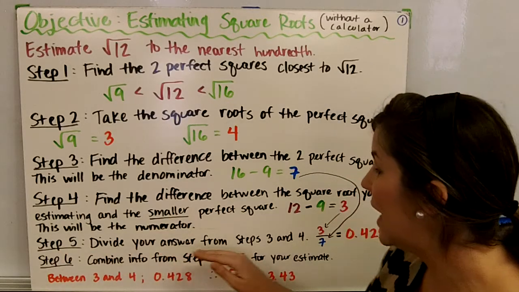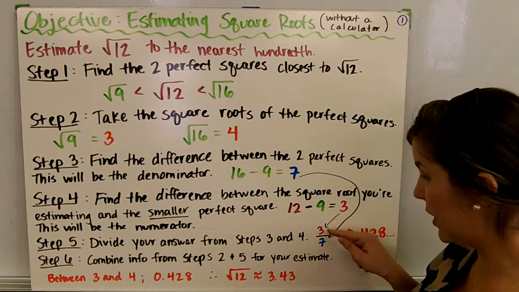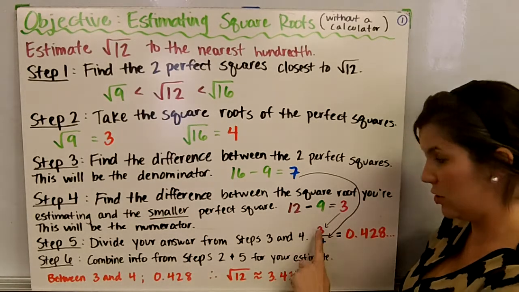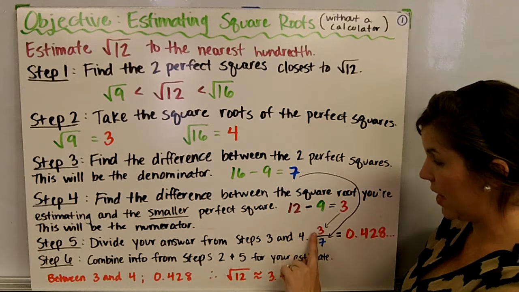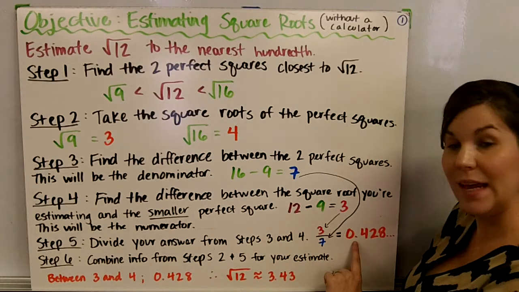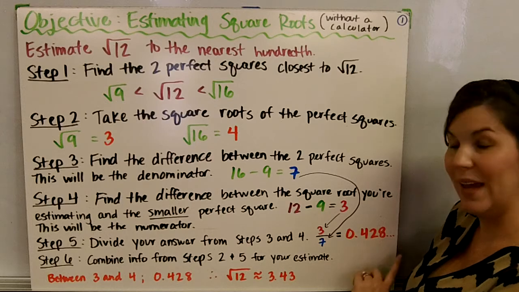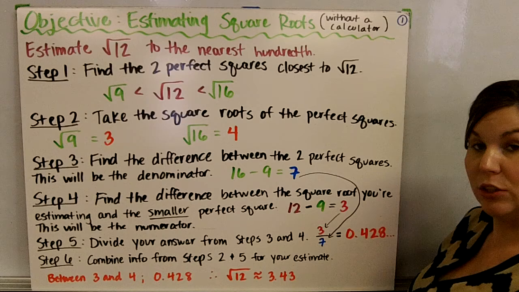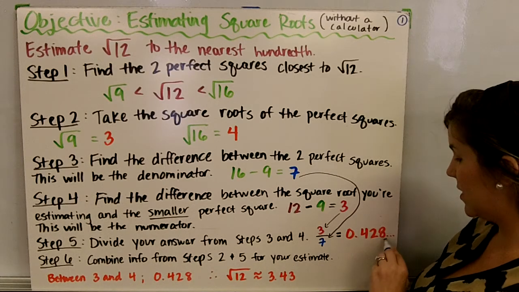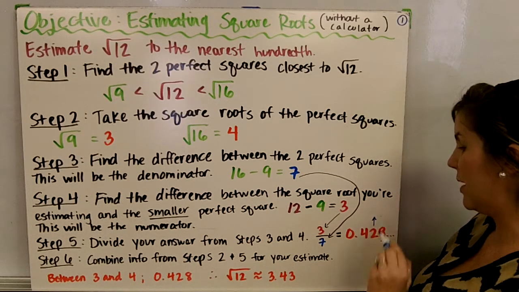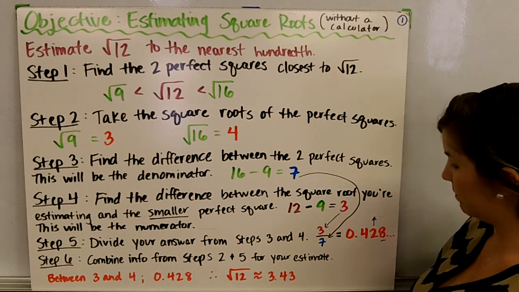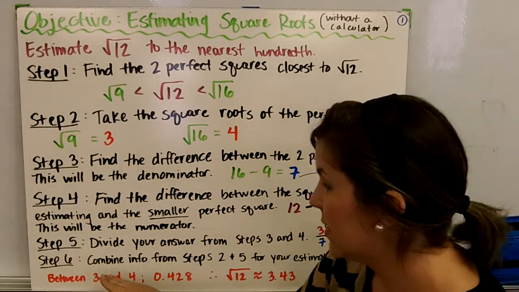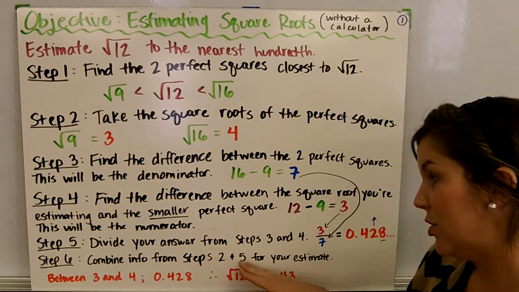Step number 5, divide your answer from steps 3 and 4. So 3 divided by 7, and we're going to do this by hand later, but just for the sake of time, we're going to say 3 divided by 7, and you get 0.428, and it keeps going. Now, we only need 2 decimal places, so I need to look at the third decimal. It's an 8. This means the 2 is going to round up because 8 is bigger than 5. So 0.43.